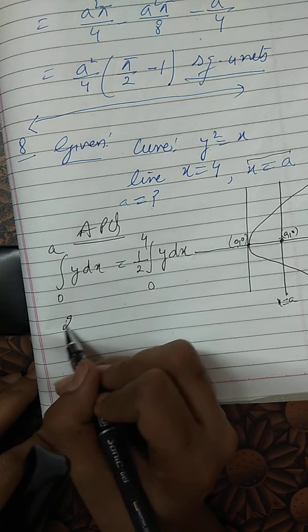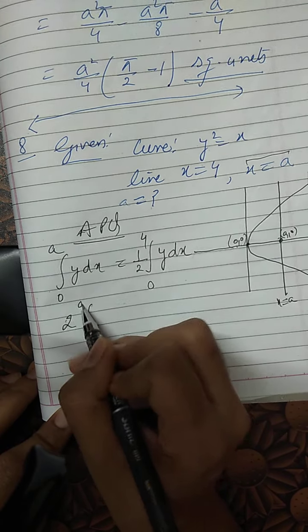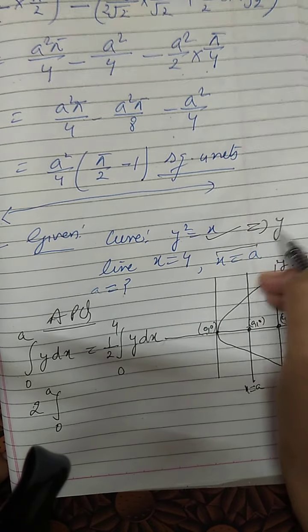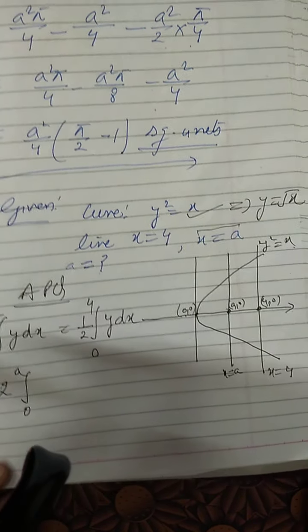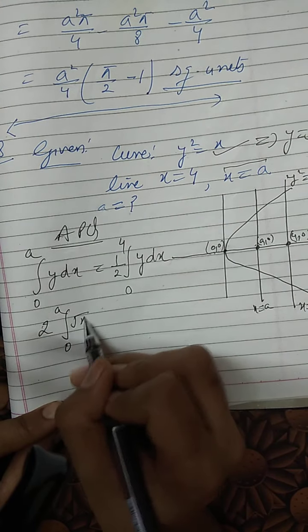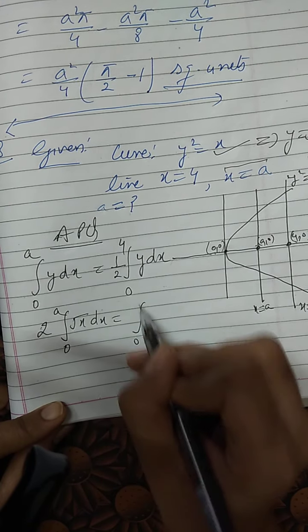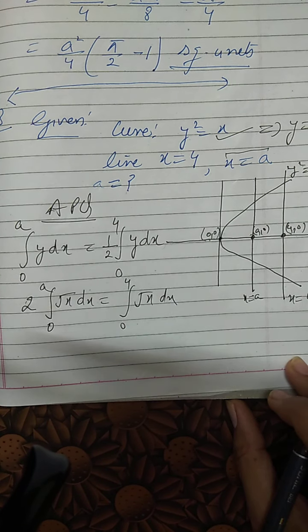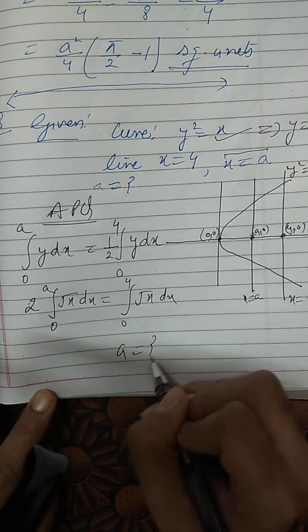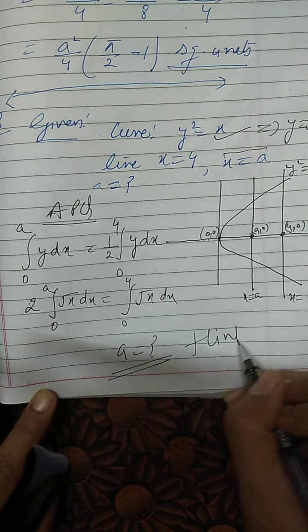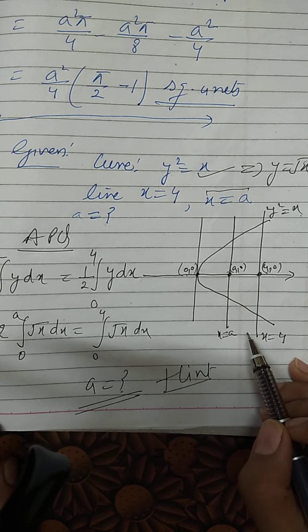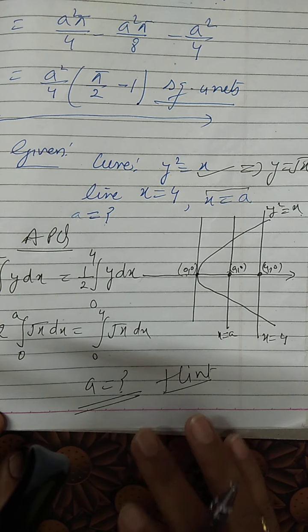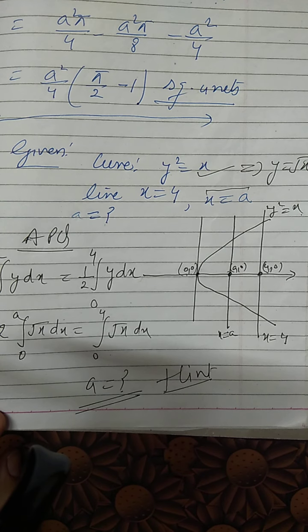So I can do the other way also, twice of 0 to a. The curve is y square equals to x, so here I will get y equals to root x. Okay, so here I will get root x dx is equals to integral 0 to 4 root x dx. When you integrate, apply the limits, you will easily get the value of a. Okay, this is just the hint. Remember to draw the sketch neatly, mention the details neatly, and then attempt the sum. Okay, this is sum number 8 hint.